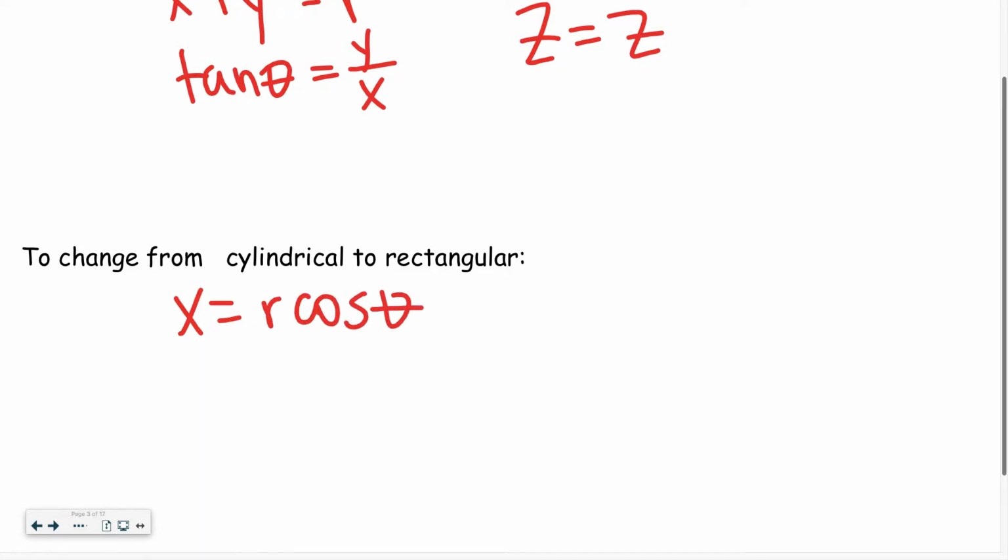And from cylindrical to rectangular, x equals r cosine theta, y equals r sine theta, and z equals z.